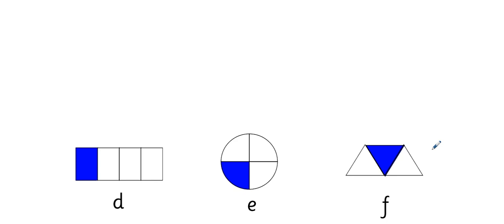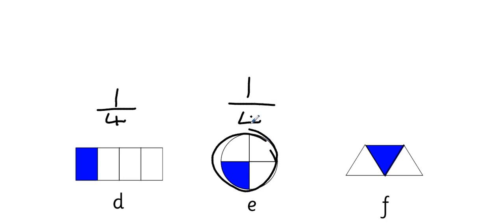Make sure you're looking at your D, E, and F and your pencil is ready. 1 part coloured in. How many parts were there all together? 1, 2, 3, 4. This is 1 out of 4. Or a quarter, or a fourth. E, 1 part coloured in. How many parts all together? 4. 1 out of 4, a quarter, or a fourth.